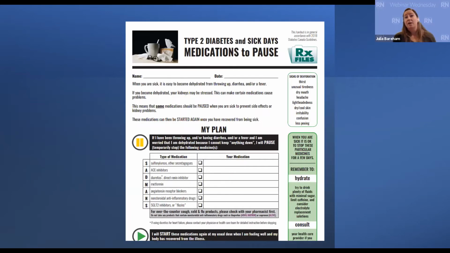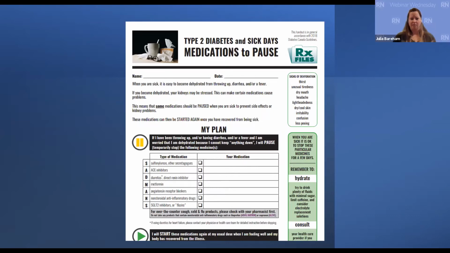Another tool that I think is very valuable, and something that I've tried to incorporate into my community practice, because honestly, I feel like I do not do a good enough job communicating when to hold medications when patients are sick and thus acutely dehydrated. Our concern, especially in diabetes, is that we can cause some hypoglycemia or acute kidney injury. So this is a tool.